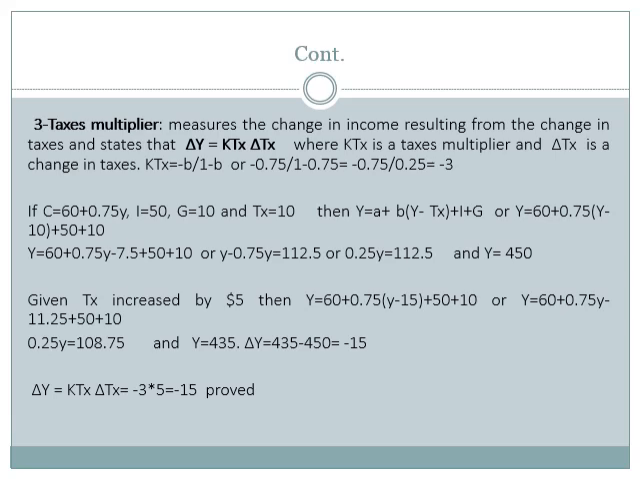Now, as mentioned, delta y equals ktx delta tx, which is negative 3 times 5 equals negative 15. Proved.